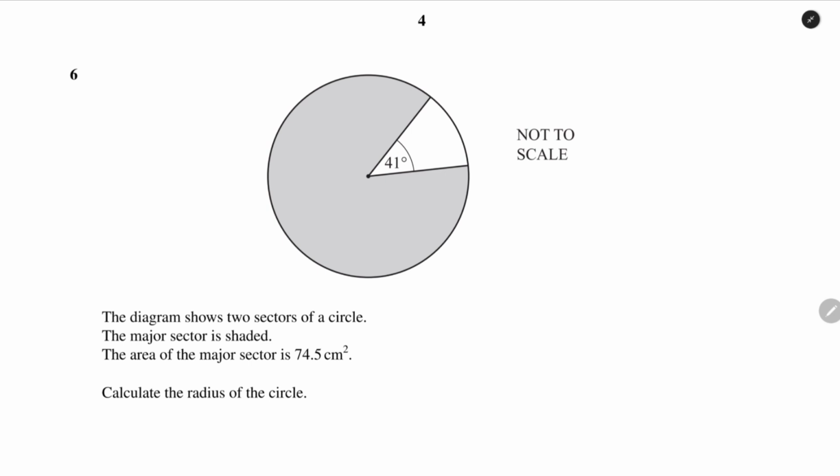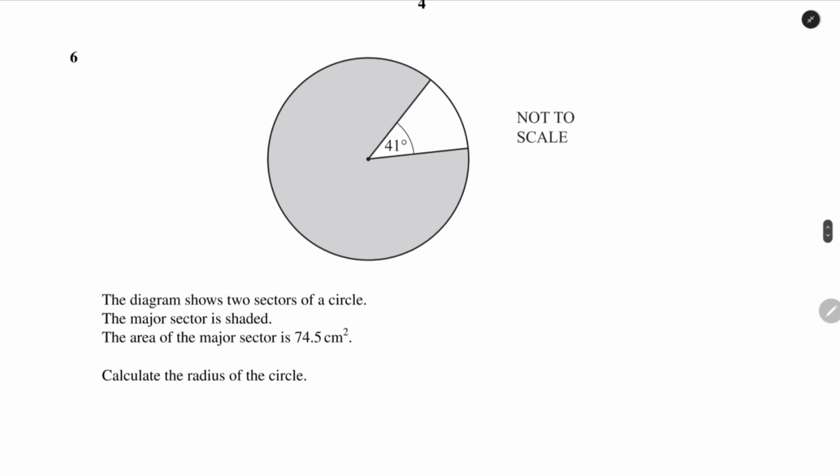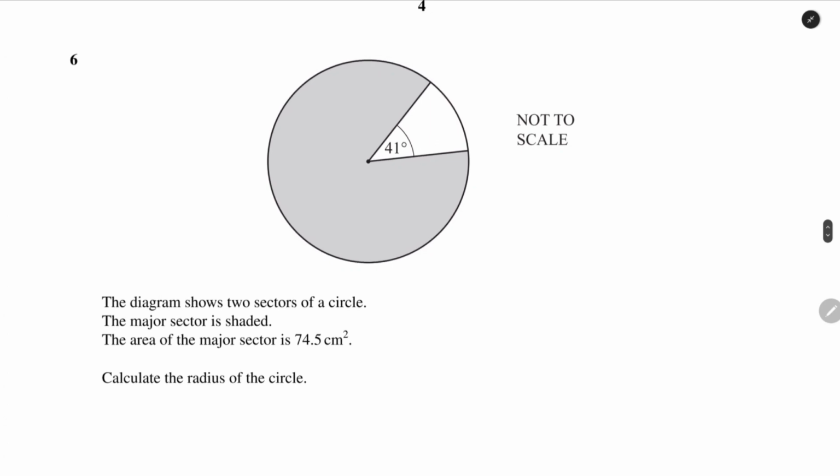Now, this particular question is talking about a sector. Okay, we have two sectors actually. The diagram shows two sectors of a circle. The major sector is shaded. When we talk about major and minor sector, we're just talking about the size. The bigger sector is referred to as the major sector, while the smaller one is referred to as the minor sector.